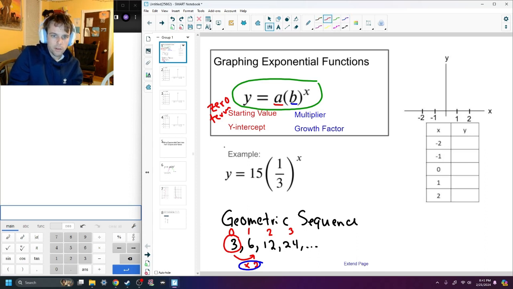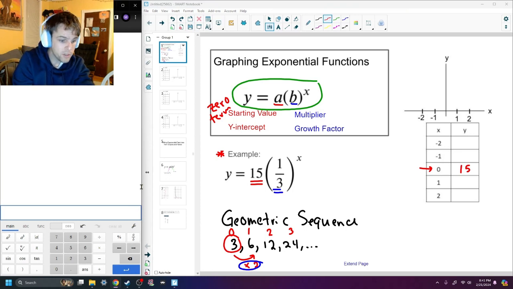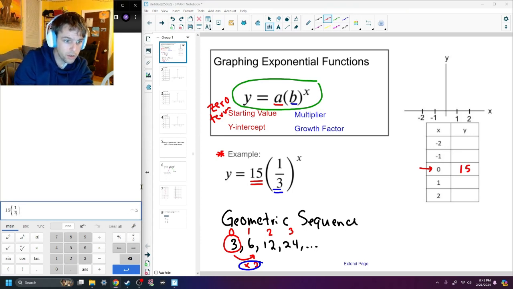All right, so here's our first example. We're going to be trying to create a table and a graph for this exponential function we have here. So we have a starting value of 15, 15 times 1/3, that's our multiplier, to the x power. So filling out a table, I already know that this value here is going to be 15. And I can kind of confirm that by evaluating my function. If I do 15 times 1/3 to the 0 power, again, replacing my x with a 0, I get 15.